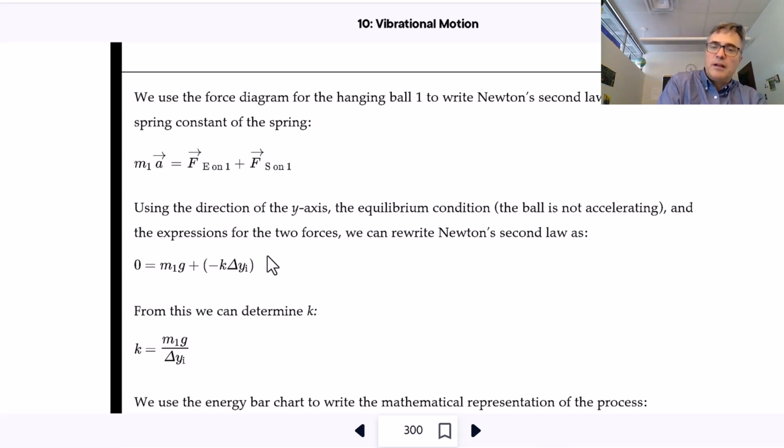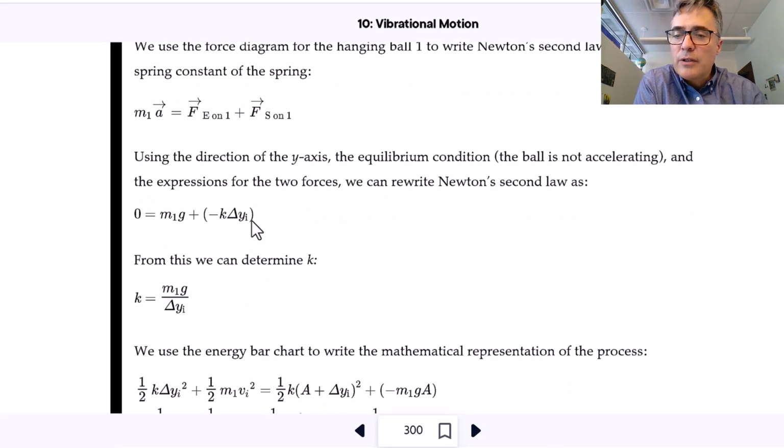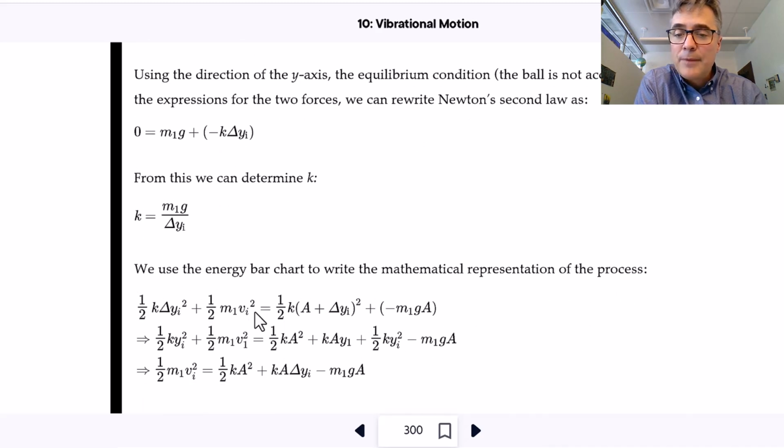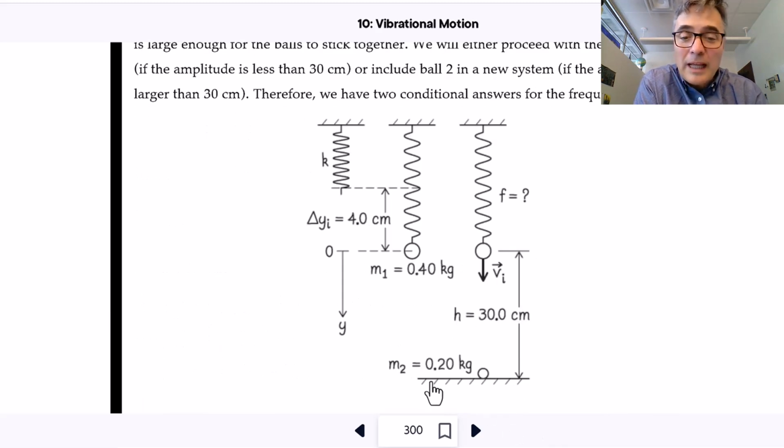They've got the y-axis pointing down here, so you can solve for the spring constant. It's m1 times g, the force of gravity, divided by delta y. There's another ball, m2, sitting way down here. Since the distance is given, she wants to check that the amplitude is not bigger than 30 centimeters, because if the amplitude of this oscillation is bigger than that, it'll hit that ball down there.